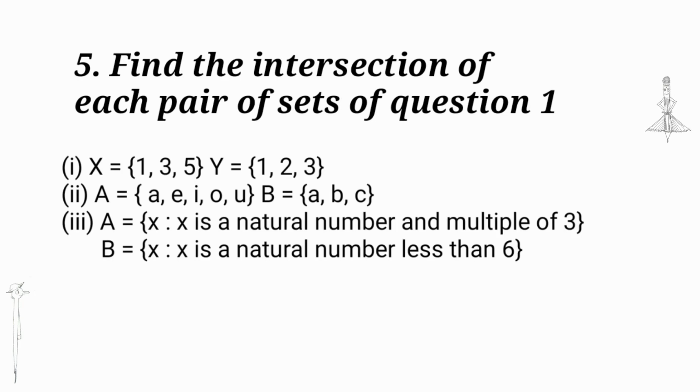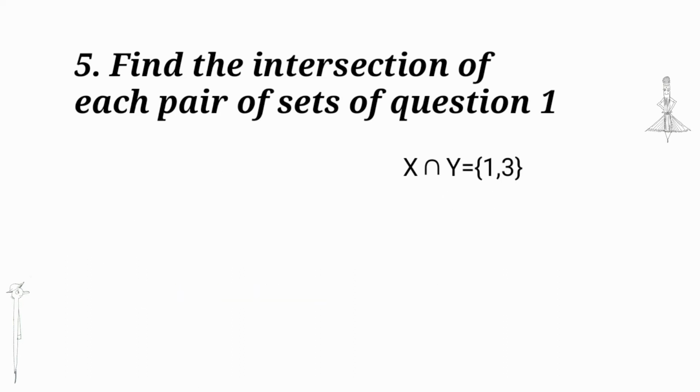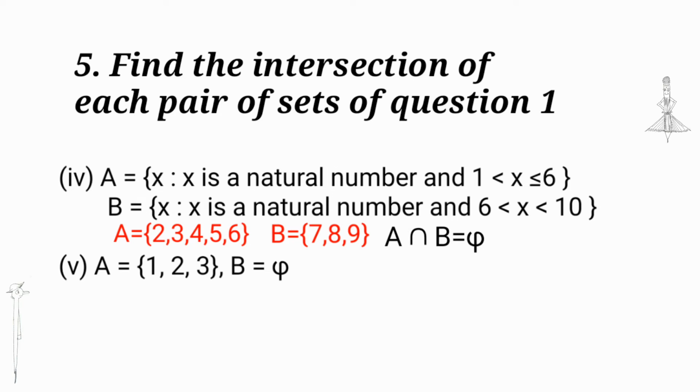We take question number 1 and find out the intersection of each pair of sets. X is equal to {1, 3, 5} and Y is equal to {1, 2, 3}. We get as intersection X intersection Y is equal to {1, 3}. Next, A intersection B is equal to {3}. A intersection B is equal to the null set. No element is common for A and B.